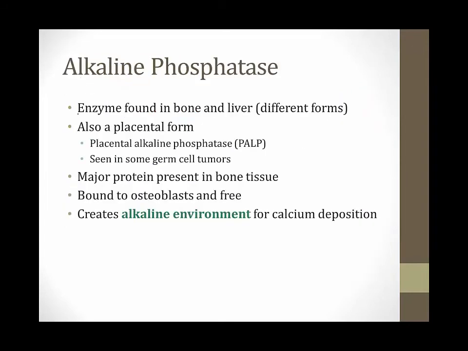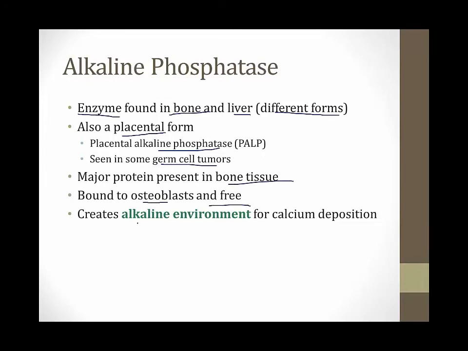Alkaline phosphatase is an enzyme that's found in bone tissue and in the liver, although there are different forms, and levels of alkaline phosphatase in the blood can rise in bone disorders or liver disorders. There's also a placental form called, appropriately, placental alkaline phosphatase, and you can see high levels of this in the blood in some germ cell tumors. The reason this is important in bone is because it's one of the major proteins found in bone tissue. It's found bound to osteoblasts and also free.